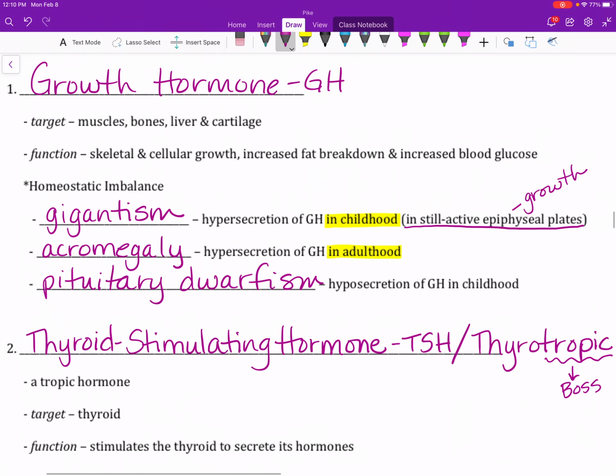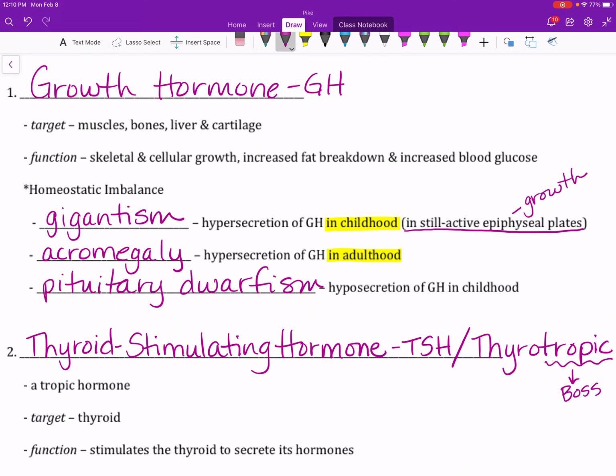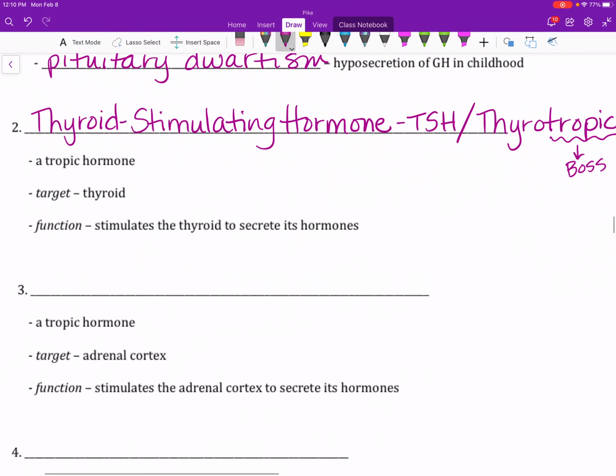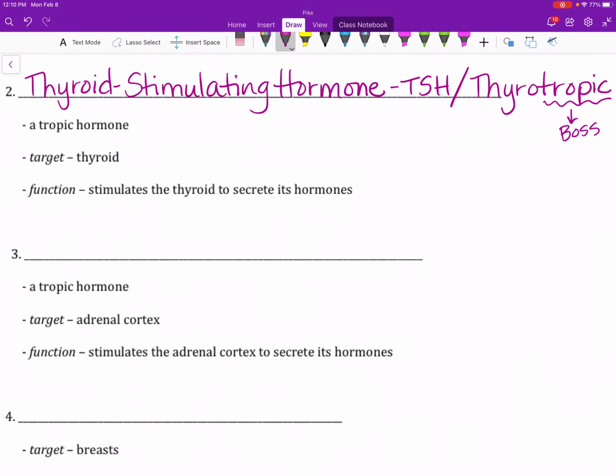So you might want to highlight your targets and functions for each hormone, but I'm going to let you do that. I don't want to have a whole lot of highlighting on mine. So the target is the thyroid because we're talking about stimulating the thyroid. The function is it stimulates the thyroid to secrete its hormone. It actually tells the thyroid what to do. The thyroid does not know to secrete its own hormone unless thyrotropic or TSH is secreted by the brain. So the pituitary gland will tell the thyroid when it's time to get off its lazy behind and secrete its own hormones. Okay? So that's a tropic hormone.